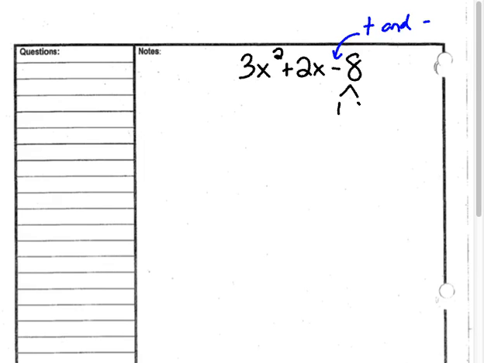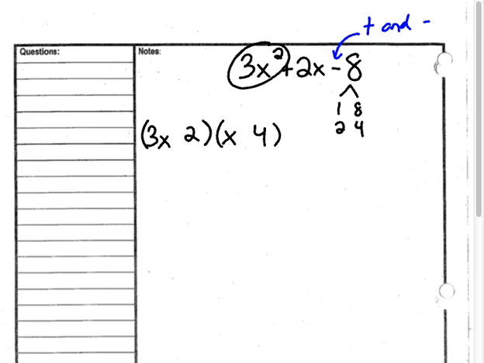So 8 can be 1 and 8, or it can be 2 and 4. I was also extremely nice with that 3x squared, because there's only one way to get that 3x squared. The only way is with 3x and x. So, since I see that, now let's start plugging our numbers in. So I'm going to plug in 2 and 4. I'm going to try the 2 and the 4 first. And now let's see what those connections give me.